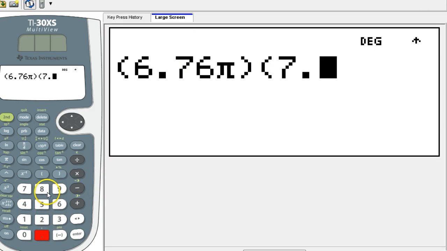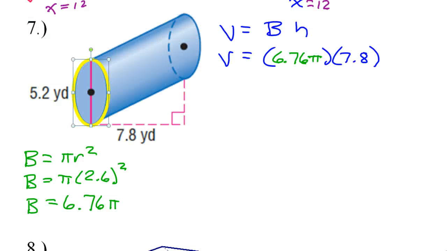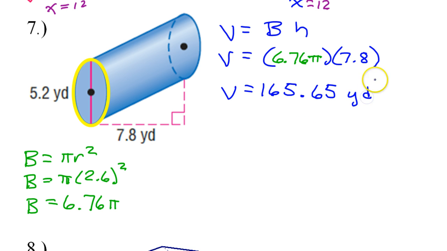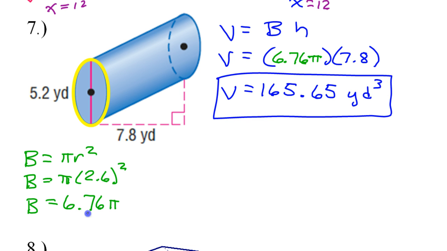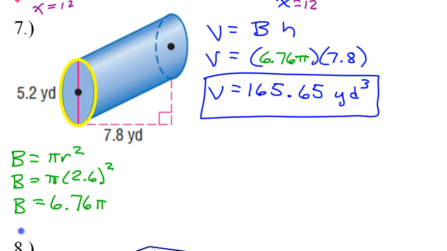.8. Alright, and I get 165.65. Got to round up. Alright, this time they gave us units that were yards, so this will be cubic units. Alright, so that's it for number 7.